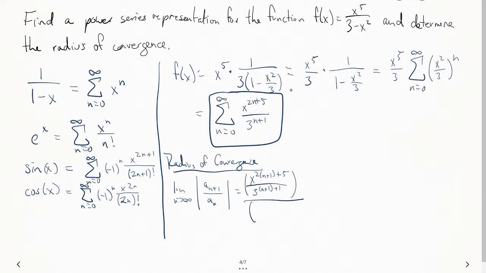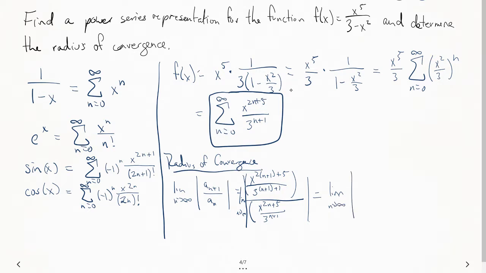And then down below for the a sub n, oh, I forgot the limit as n goes to infinity, sorry about this. So x to the 2n plus 5 over 3 to the n plus 1. And notice I didn't put the absolute value in there. I can put it in there, though it's not going to make much of a difference as long as we recognize that x is going to be involved.